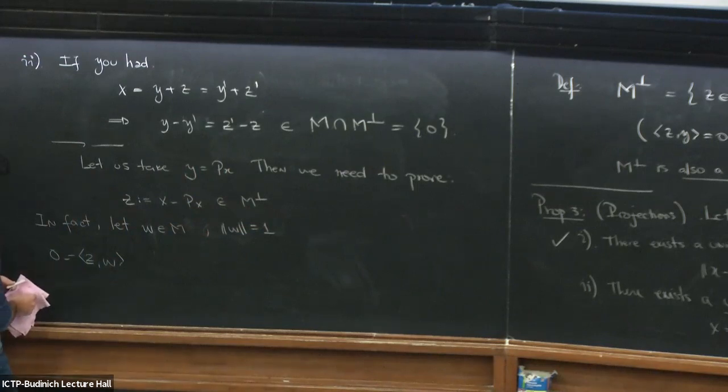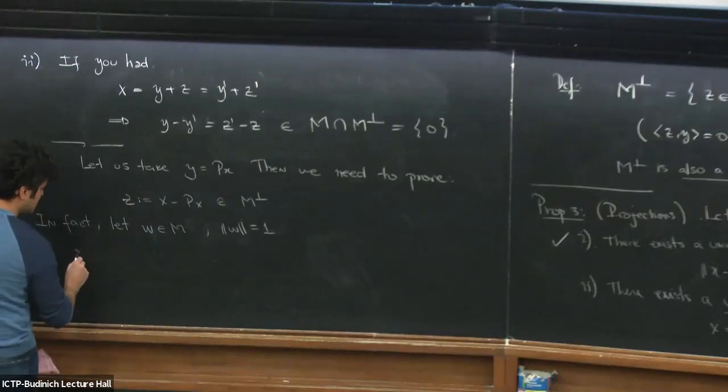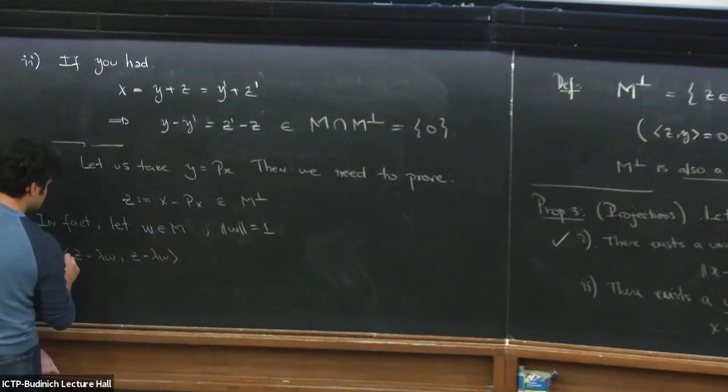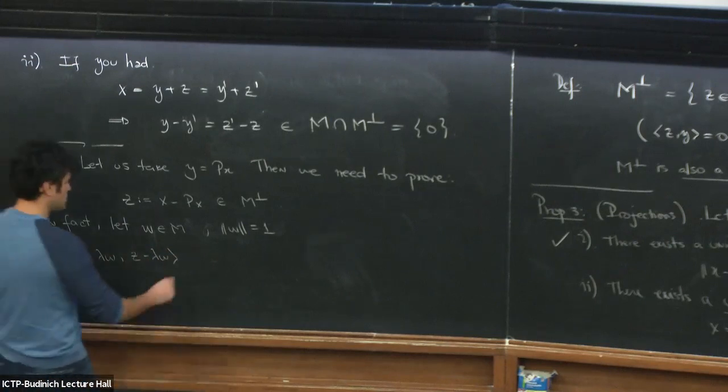Let's see. For this, I would try to do the following. Let's try to do this. Z minus W lambda, inner product with Z minus W lambda, this is always something that is bigger or equal than 0. Do you guys agree? Now let's open this up.